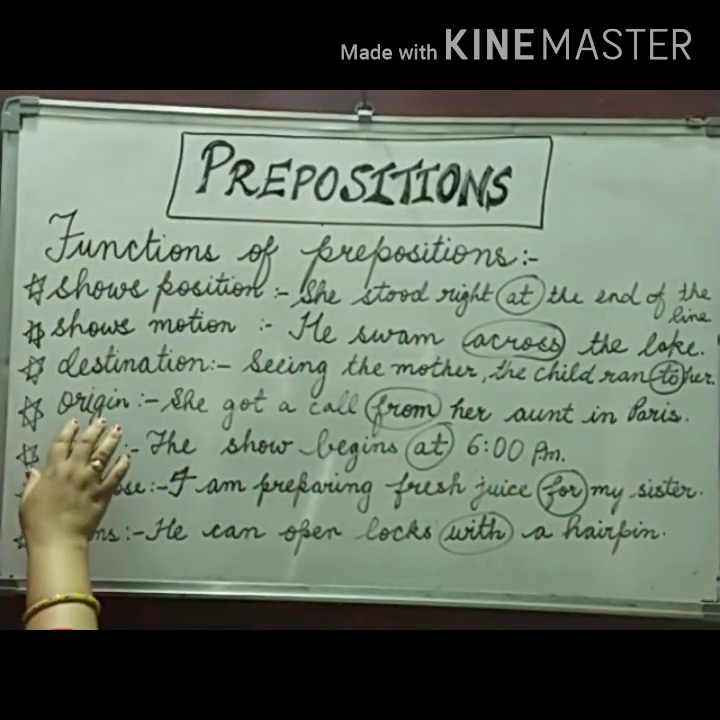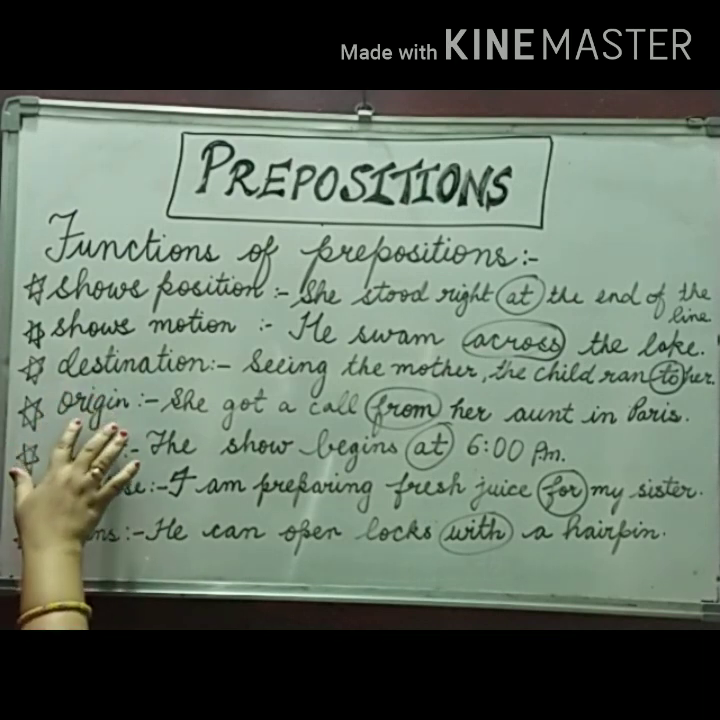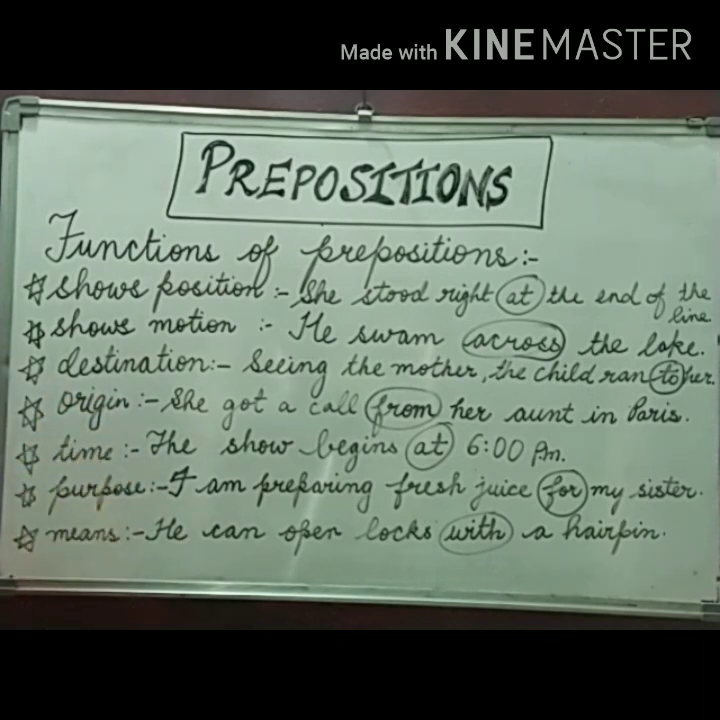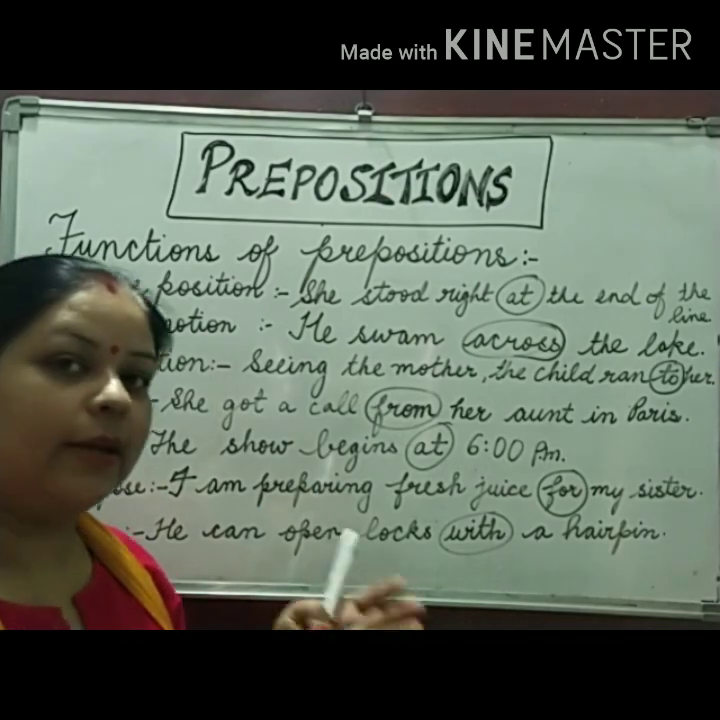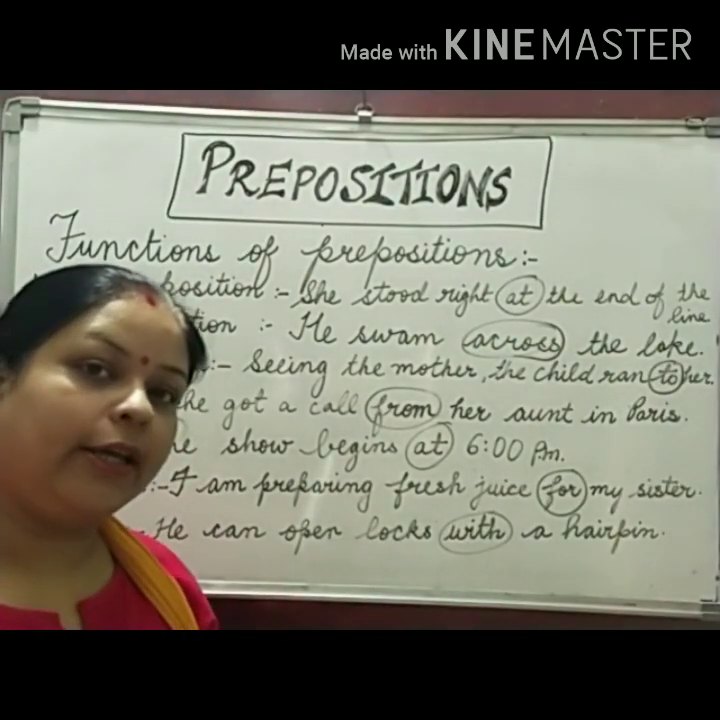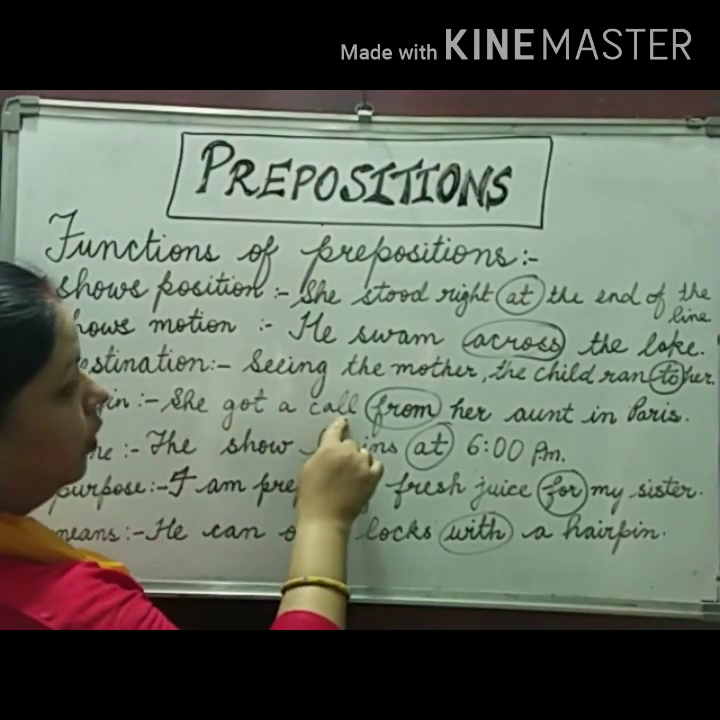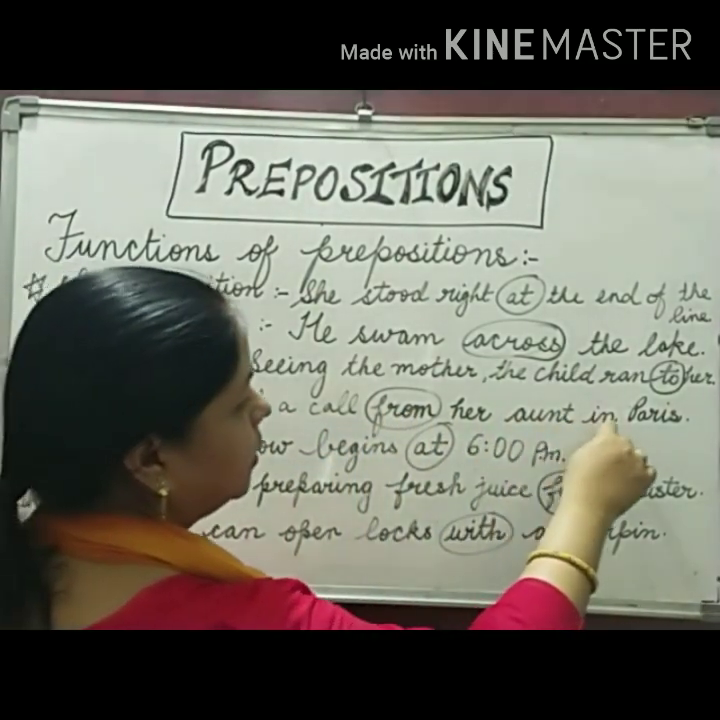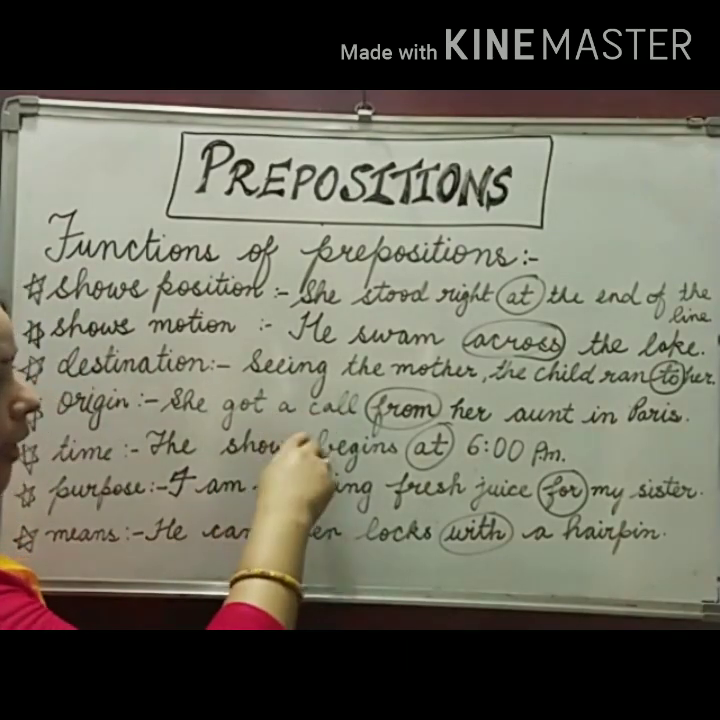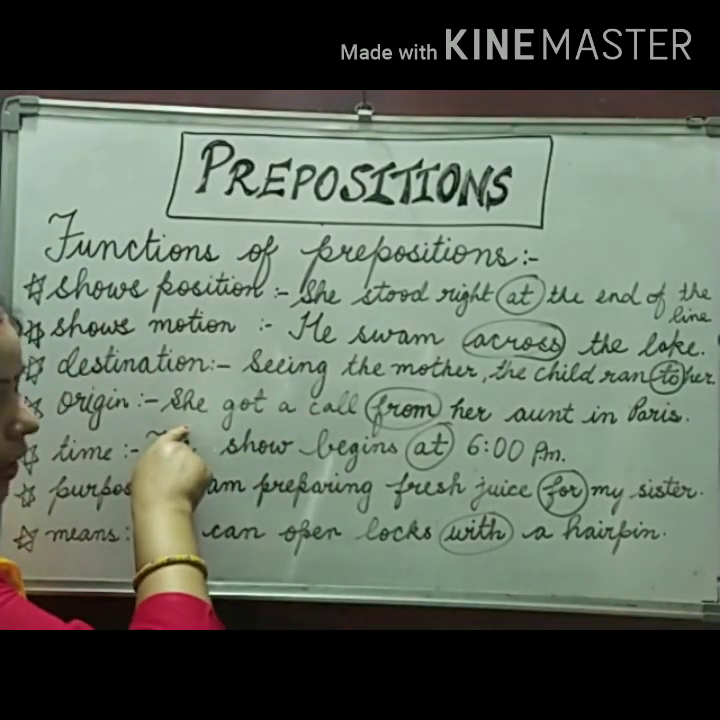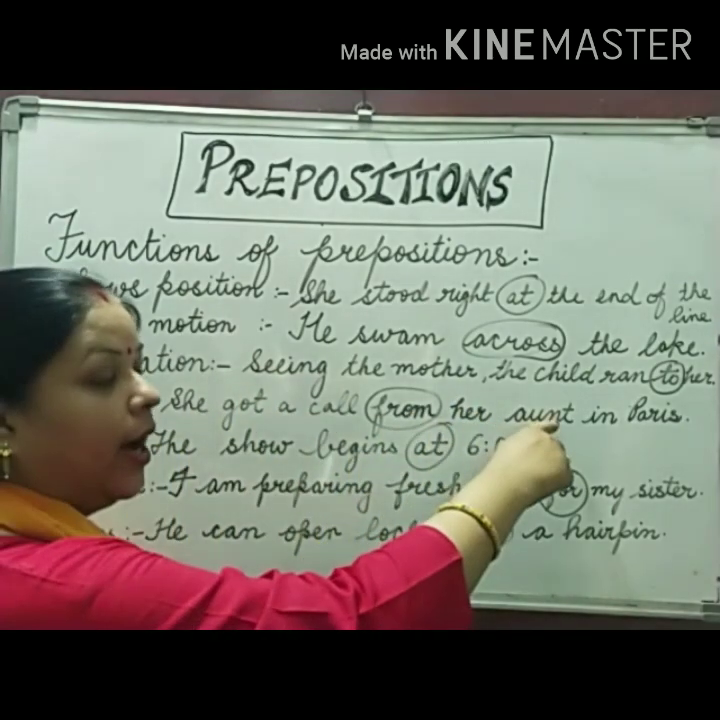Now a preposition also shows origin. Origin means from where a noun or anything begins. Such as, she got a call from her aunt in Paris. So the call that came, from where did she get that call? From her aunt.